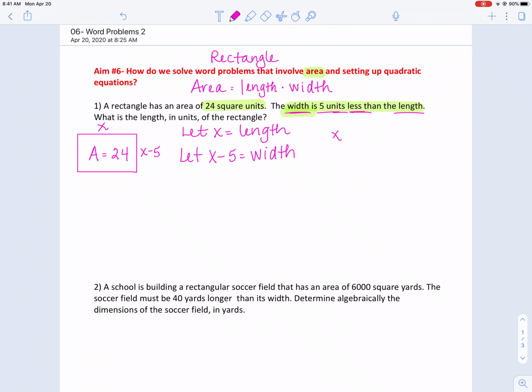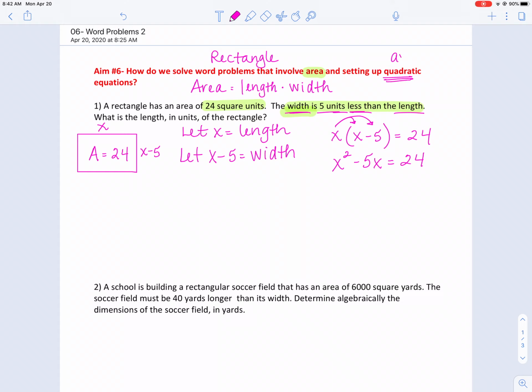Our length is x times our width is x minus 5, and we know what that equals. What does that equal? 24 square units. So now we're going to solve this quadratic equation. We're going to distribute that x. X times x is x squared. X times negative 5 is negative 5x. And that equals 24.